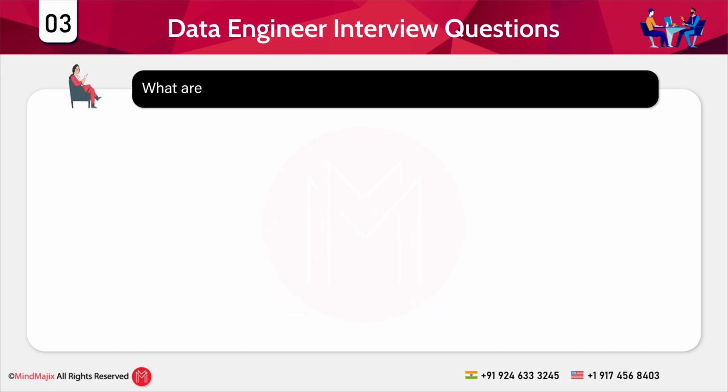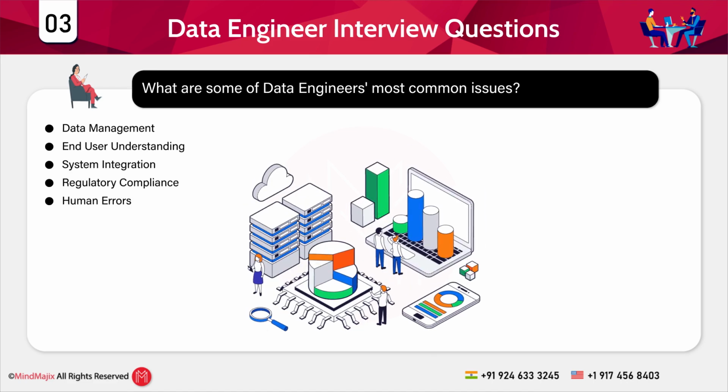The next question is, what are the most common issues that are faced by data engineers? The most common issues are, as you can see on the screen, data management. What do you mean by data management? Right from gathering data till the final stage of data processing, that is all about data management. Then the next issue is end user understanding. That is, making the persons or stakeholders involved in the project understand the project or the data. This is one of the most common issues faced by data engineers. Then you have the problems of system integration, regulatory compliances, and human errors.